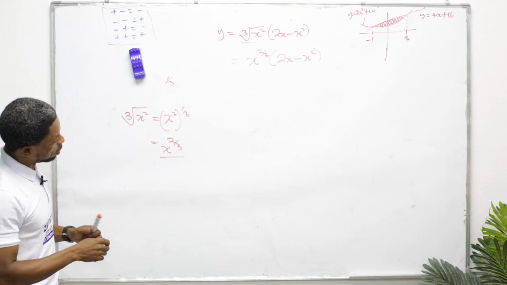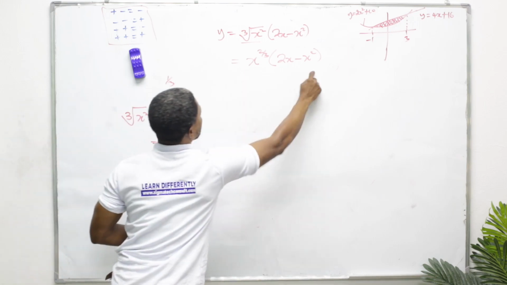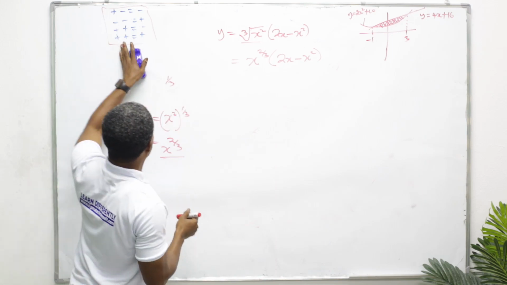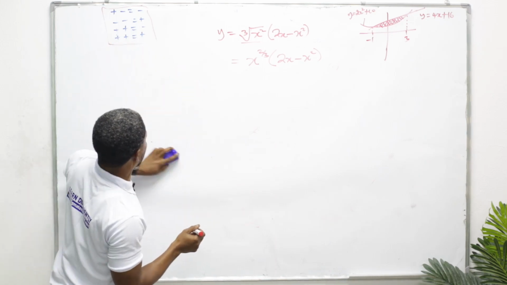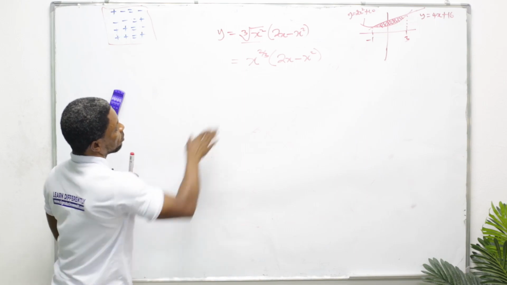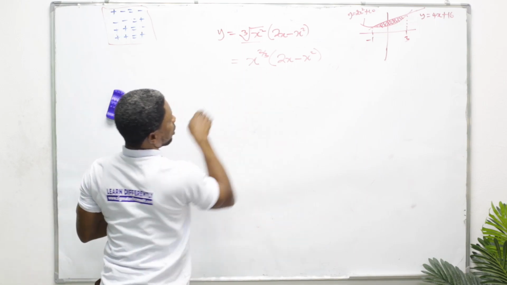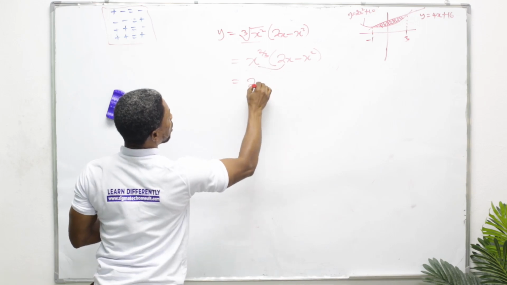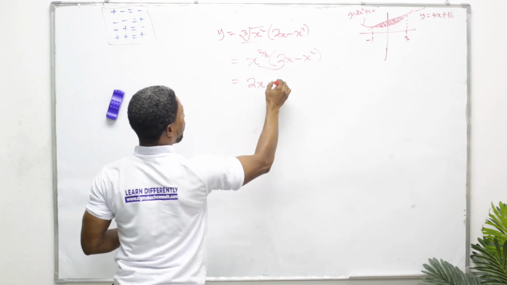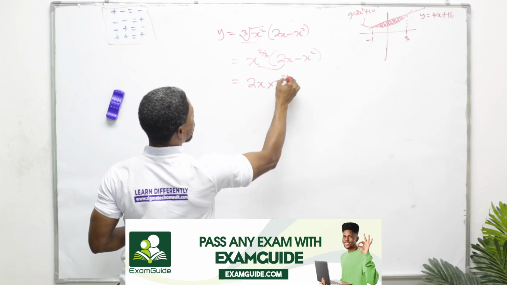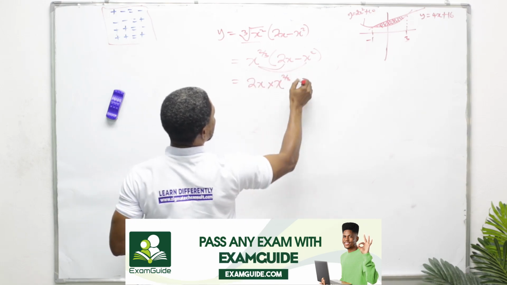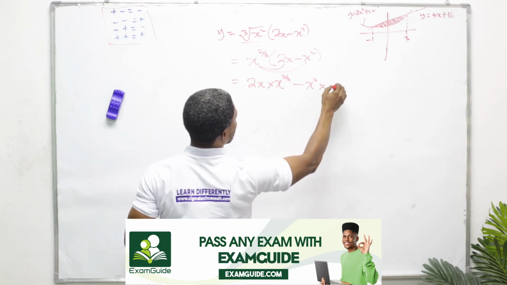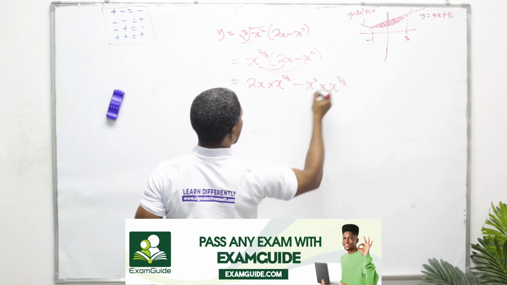I will not keep it like this. First of all, I will expand this bracket. If you don't expand this bracket, you may find yourself in a very tight corner. I have not differentiated now. Now this times this will give me 2x multiplied by x raised to power 2 divided by 3. This multiplied by this is minus x raised to power 2 times x raised to power 2 divided by 3.